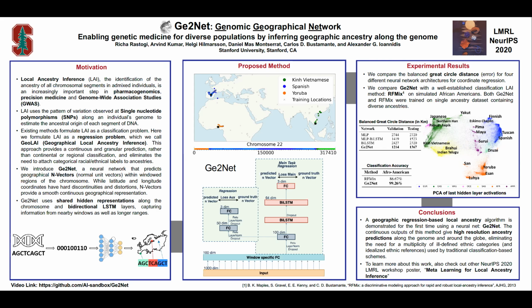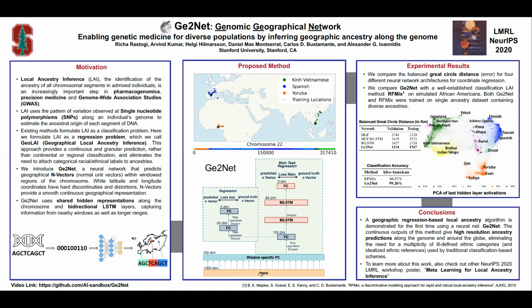N vectors are unit vectors normal to that point on the surface of the Earth and avoid issues that latitude and longitude suffer from, such as hard discontinuities when, for example, longitude changes from 0 to 180 between Russia and Alaska, and distortions at higher altitudes.